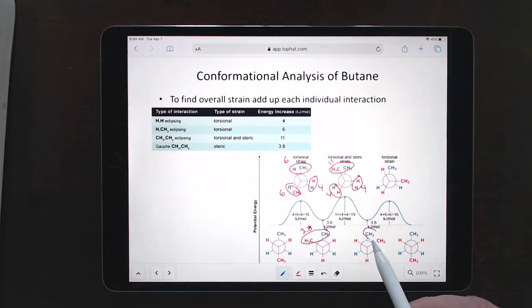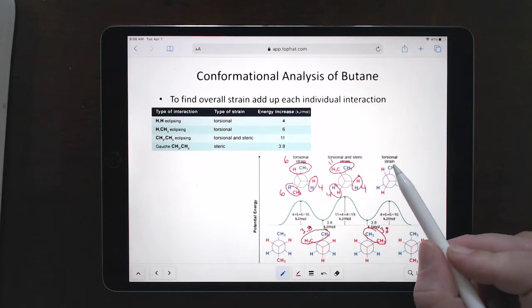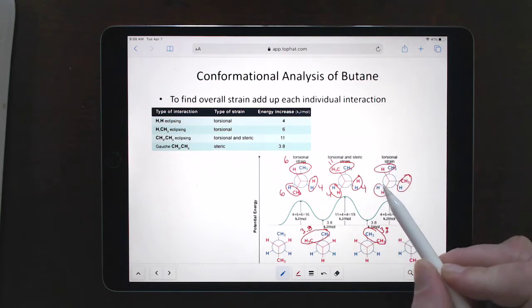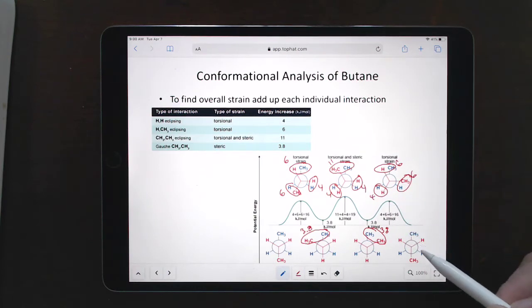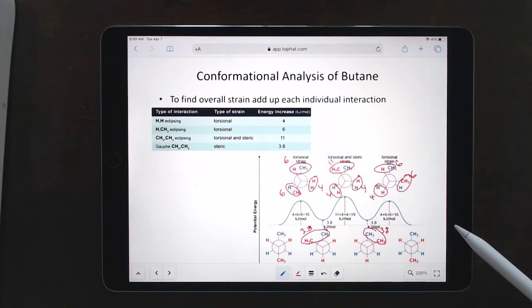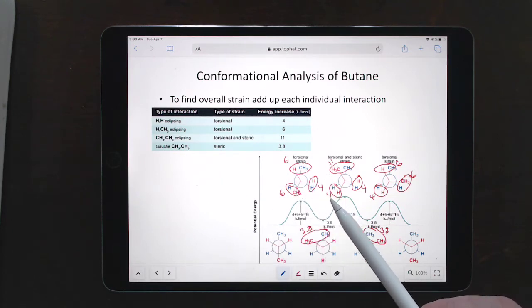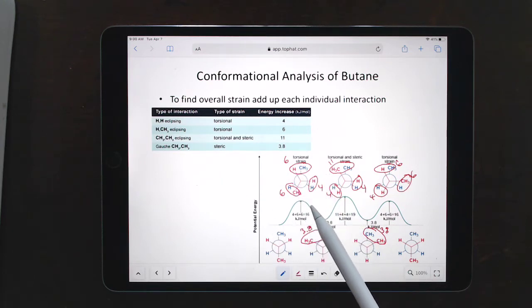Again, with this one here, you're going to have this gauche interaction, which is worth 3.8. And then here, you've got these guys, so it's 6, 6, and 4. And then back to your anti. And so you could keep doing this as it's rotating around. So this is a nice little exercise to get you started recognizing what interactions are here and there.